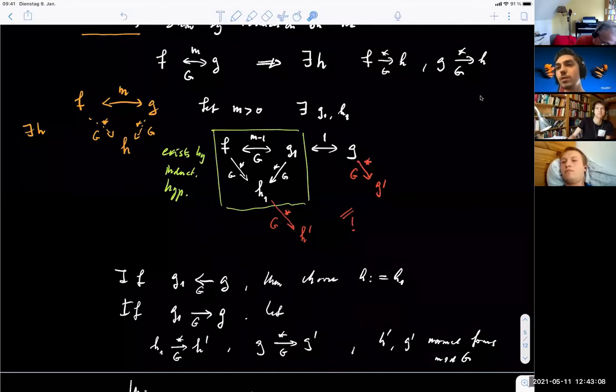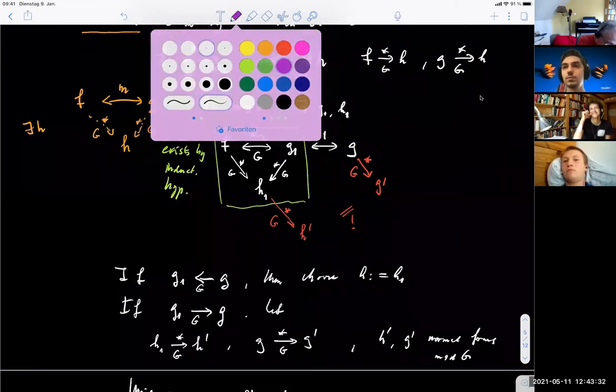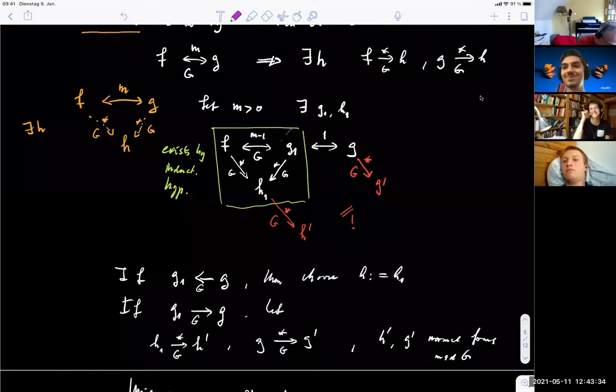That's right. So we ignore the F. We look at this part. On the one hand we go this way, on the other hand we go this way. That's it. I didn't explain it properly. So maybe we can use another color. Violet is beautiful. We look at this part of the diagram.